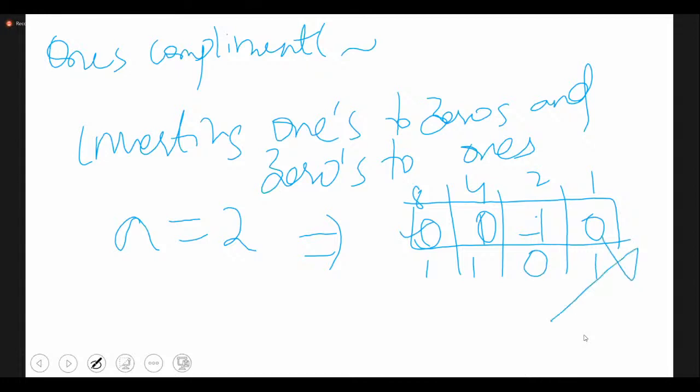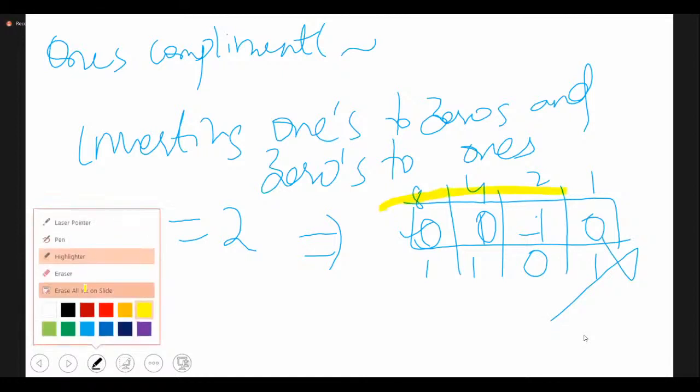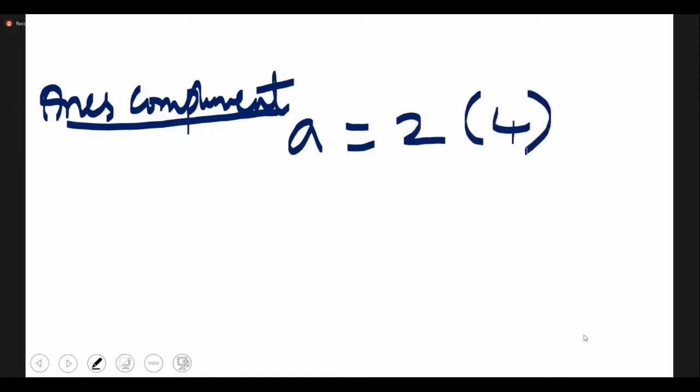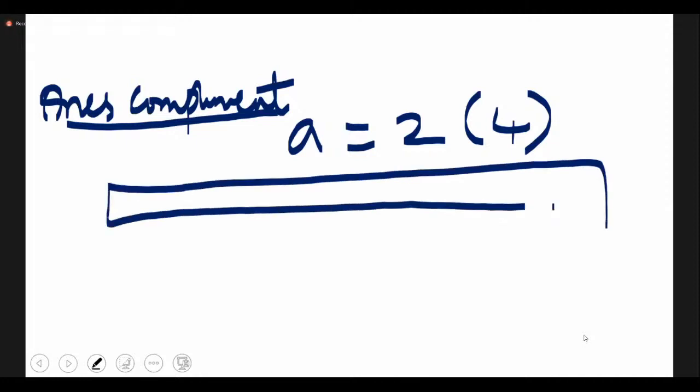But this is wrong. What does your compiler do? As a user, if I want to represent one's complement, I will take only as many bits as are needed. So if I have a is equal to 2, in order to represent 2, I'm using only 4 bits. But your compiler doesn't do that. If your processor is 4 bytes long, it is going to use 4 bytes. If your processor is 2 bytes, it will automatically use how many bits now? 16 bits.